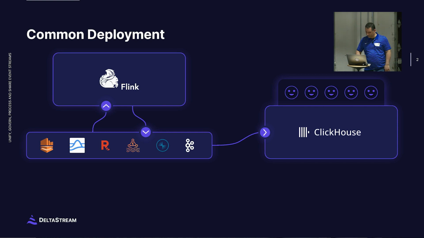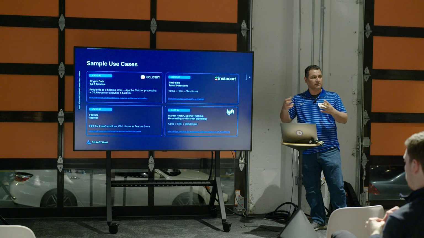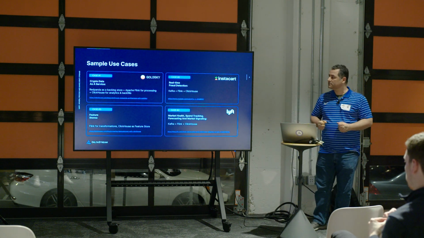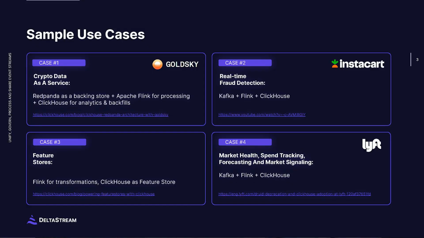A couple of use cases that you can see with the combination of Flink, Kafka, and ClickHouse. One of them is a company called Gold Sky. They are using these three together for crypto data as a service. They have a blog on the ClickHouse website that you can go and read. They're using Red Panda as their Kafka storage, and they're using Flink for processing and preparing data to ingest into ClickHouse, and using ClickHouse for real-time analytics to serve this data to their customers.